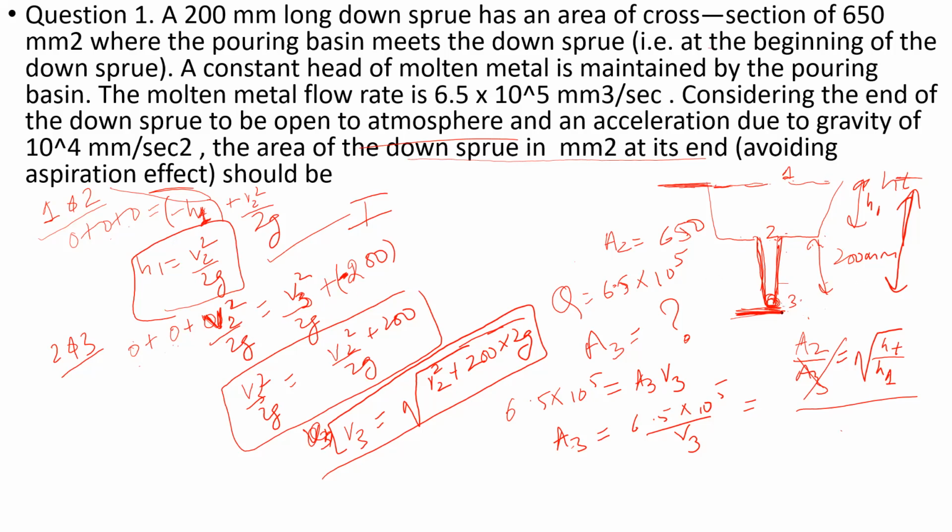And what is the height? Point 3 is located at minus 200 from point 2, because the base point which we have taken is point 2. So the height at 3 will be minus 200 because it is down with respect to the second point. So v3 square by 2g equals v2 square by 2g plus 200. v3 will be the square root of (v2 square plus 200 into 2g).